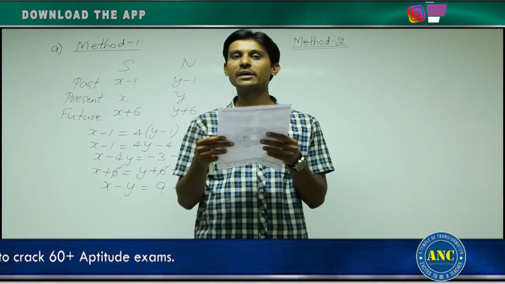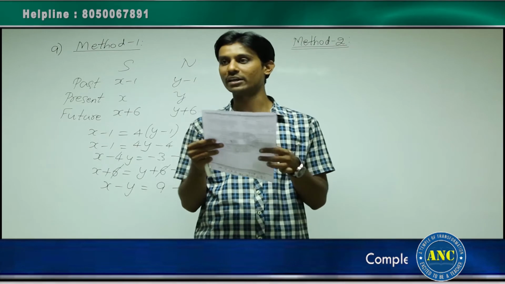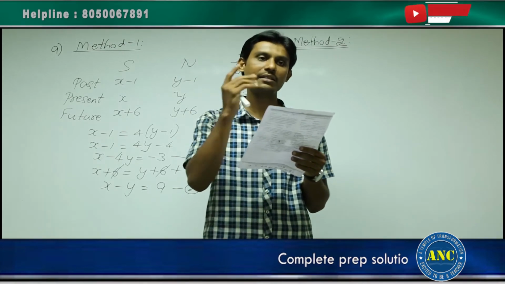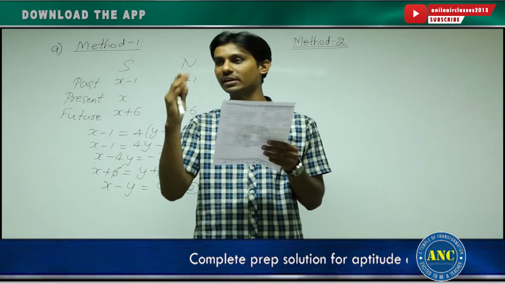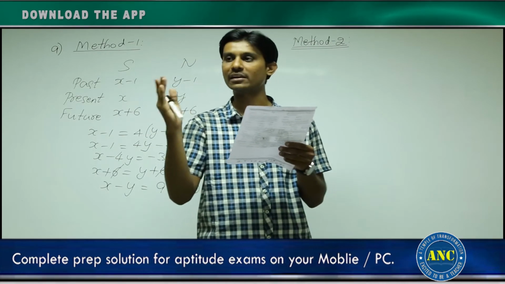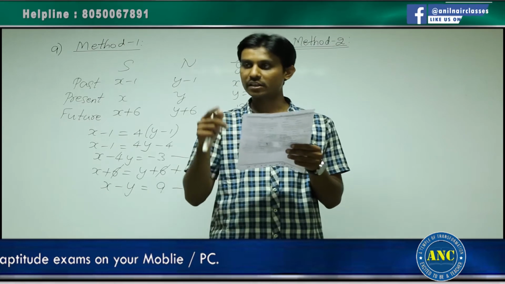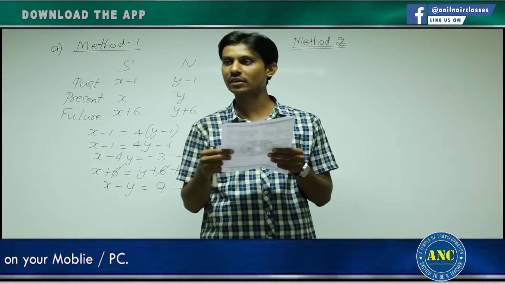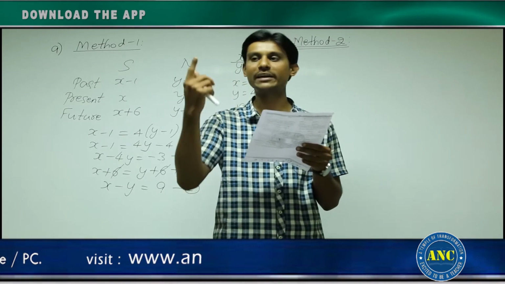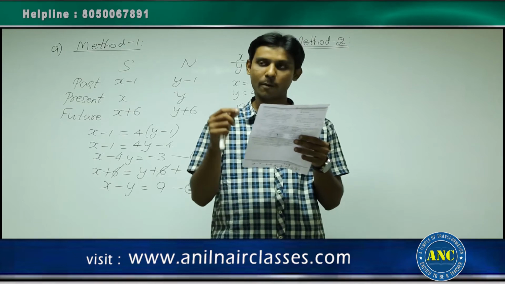Similarly, if I choose my second option, the ratio of present ages of Sneha and Neha is 11 into 3. I will assume that Sneha is 11 years, Neha is 3 years. Presently 11 and 3. 1 year ago they were 10 and 2. Is Sneha 4 times as old as Neha? No. 10 and 2 are 5 times of each other. Second option ruled out.